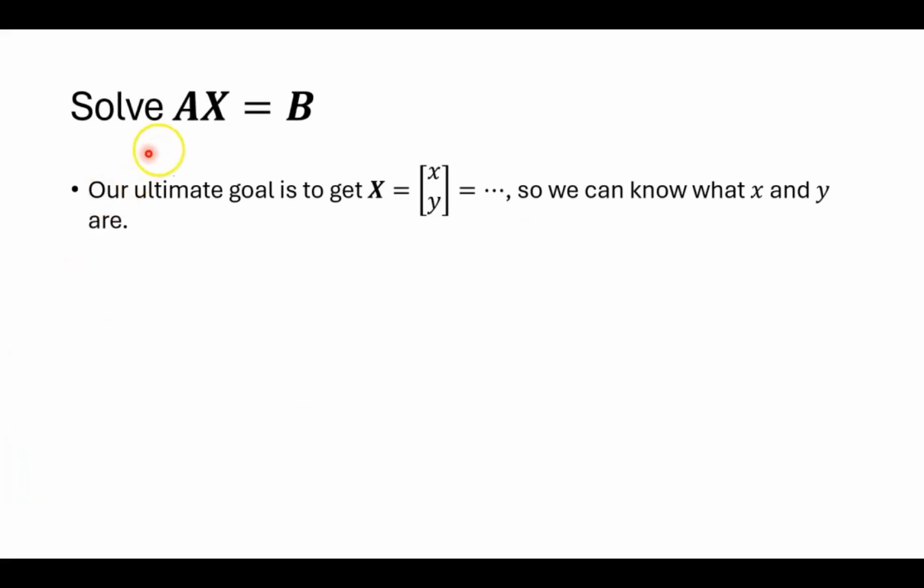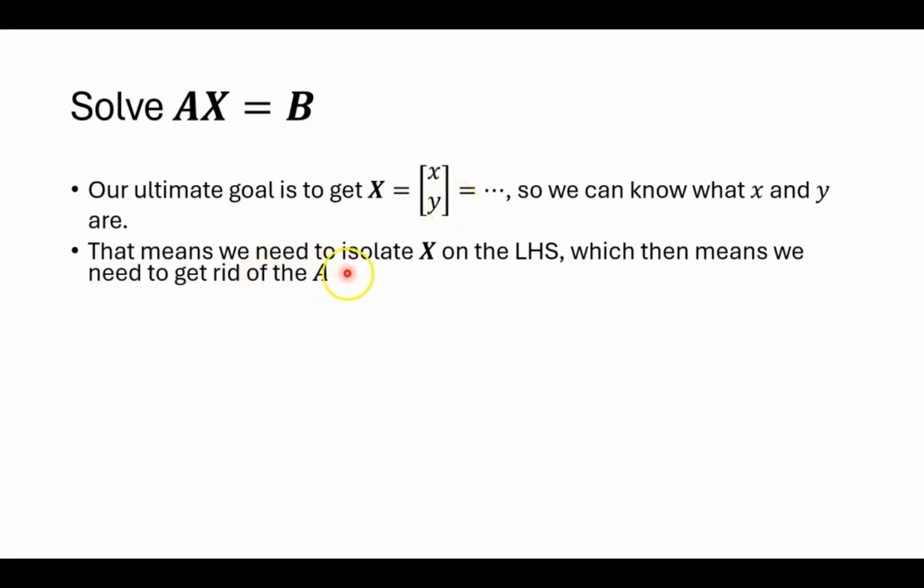So after we convert the system of equations into a matrix equation, how do we solve our question originally? Our ultimate goal is to get x and y, which is this X column matrix containing the unknowns. This will be equal to something. When we get it in this form, we can know what x and y are by directly reading off this column, because if two column matrices are the same, their corresponding rows must be the same. So we just read off the rows, and we'll know what x and y are. That means we need to isolate X on the left hand side. So we need X alone, and we need to get rid of this A somehow.